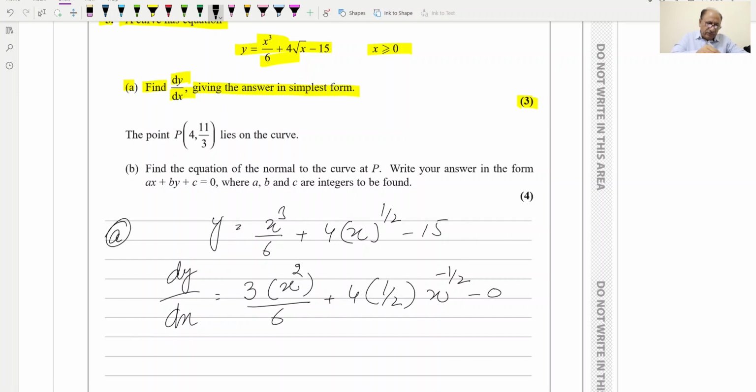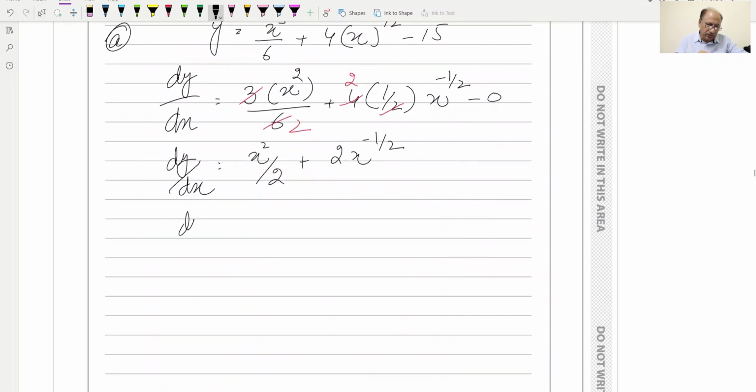Now we can cancel this, 3 will be cancelled with this, so it will be 2, and 2 will be cancelled with 4, it will be 2 over here, and we can write dy over dx is equal to 1 by 2 x squared, or we can write x squared over 2, plus 2x raised to the power minus 1 by 2, or we can rewrite it as dy by dx is equal to x squared over 2 plus 2 over root x, and this will be the final answer for A part.